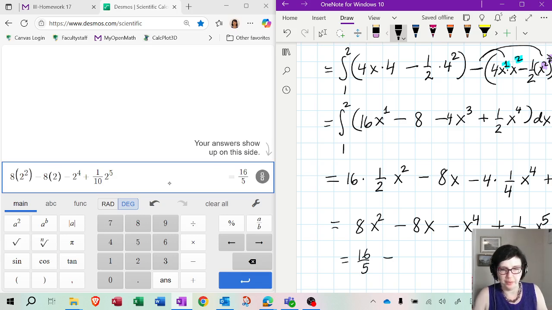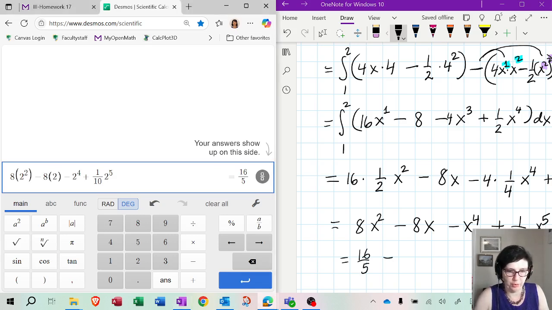Now I substitute the bottom, which is 1. So everywhere where I see x, I would change this to 1. And let's see what that is going to give me. Okay, this is just going to be 1. And this is going to be 1. Okay, so that gave me negative 9/10.